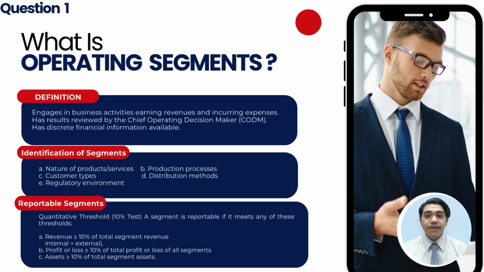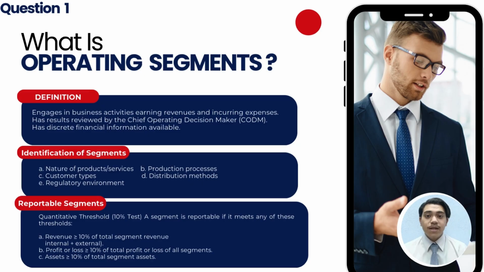Next, how do we identify operating segment? MFRS 8 uses what is called the management approach. This means segments are identified based on the same internal reports that management uses. When identifying segments, we look at several factors. The first one is the nature of products or services. Second, production processes. The third one is type of customers. Next, distribution methods. And the last one is the regulatory environment. This allows segment reporting to reflect the business as management actually views it.